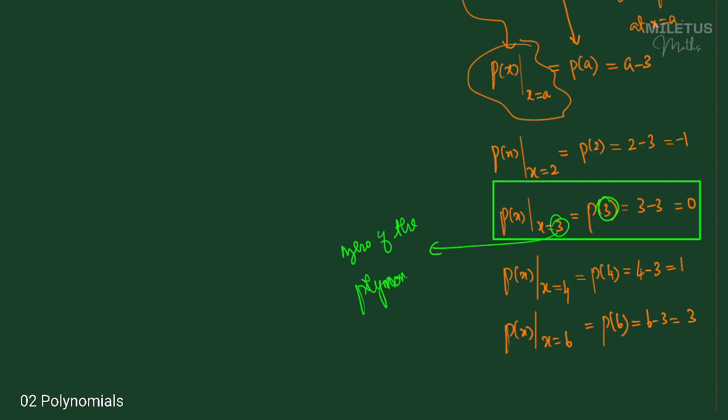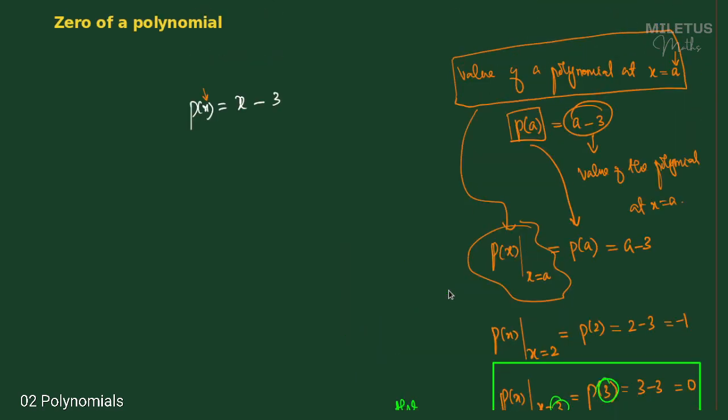Don't get confused with whatever we have, the 0 over here and what we are calling a 0. Here we are not calling 3 a 0. What we are saying here is that it is actually giving you the 0 of the polynomial. In short, what we are going to call 3 is the 0 of the polynomial p of x. Okay, let's go back and find some more examples.